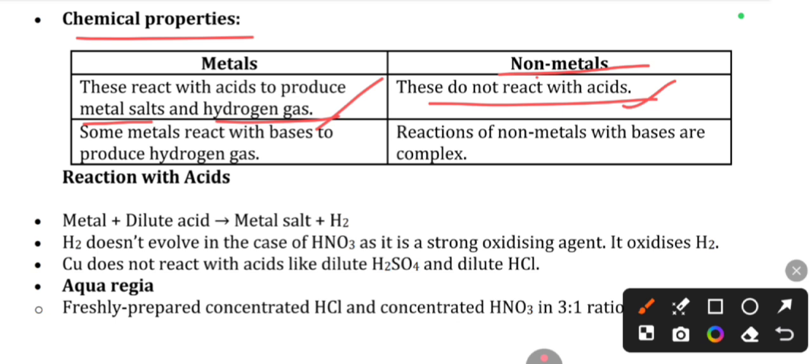Some metals react with bases to produce hydrogen gas. Some metals are positive in nature, they behave as a base, then why are they reacting with base? This property is called amphoteric reaction. Amphoteric compounds are those compounds which can react with acid as well as base. Reaction of non-metal with base will definitely take place because non-metals are acidic and bases are of opposite nature, so they can react with each other.